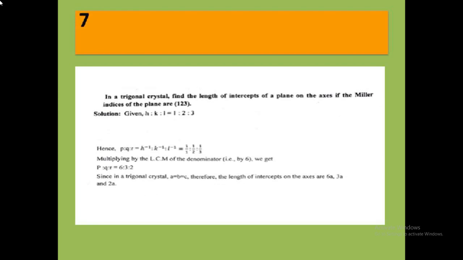Another numerical: in a trigonal crystal, find the length of the intercept of a plane on the axis if the Miller indices of the plane are 1, 2, 3. hkl here they give 1 is to 2 is to 3. pqr is equal to h inverse, k inverse, l inverse, that is 1 by 1 is to 1 by 2 is to 1 by 3. Next step is to multiply by the LCM of the denominator. So LCM of the denominator will come as 6. So multiply the entire system by 6, we will get p is to q is to r is equal to 6 is to 3 is to 2. Since it is a trigonal crystal, we will get a is equal to b is equal to c. Therefore, the length of the intercept on the axis is 6a, 3a and 2a.